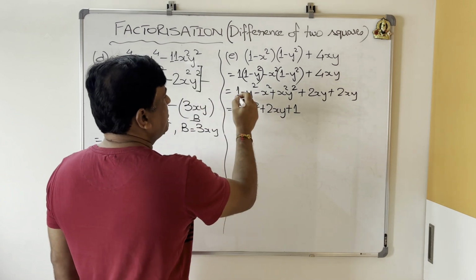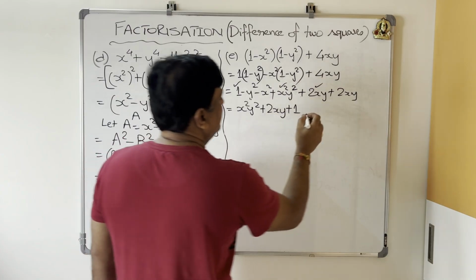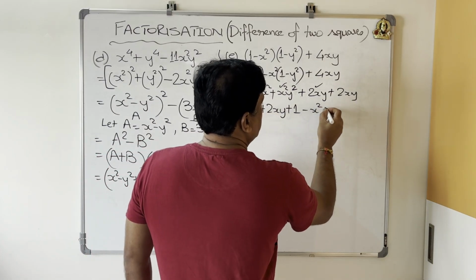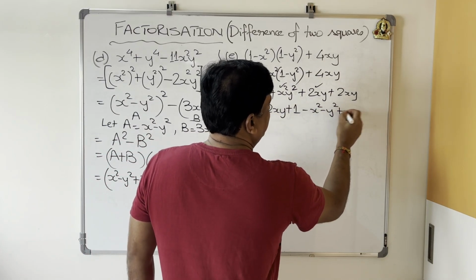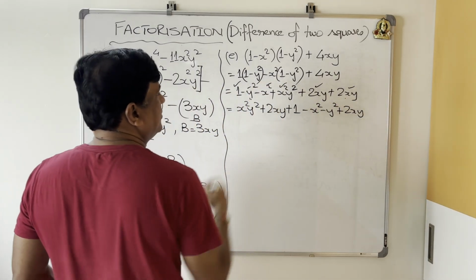So I'm covered with this one and this one. So I'm left with another 3 terms. So let me write it as it is. Minus x square minus y square plus 2xy. So I have covered all the 6 terms, right?